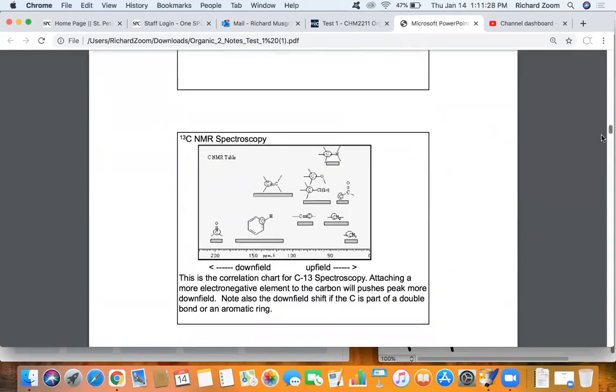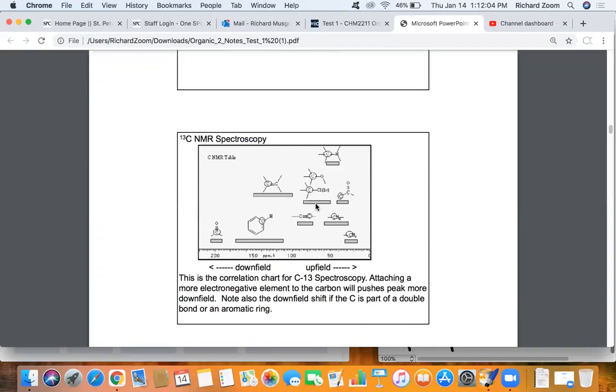Okay, so we're going to now start looking at carbon-13 NMR spectroscopy. What we're going to find for carbon-13 is that it's similar to proton NMR, except now instead of protons, we're looking at carbon-13. Carbon has two main isotopes, carbon-12 and carbon-13. Carbon-12 takes up about 98.9%, and carbon-13 is about 1.1% of all natural carbon.